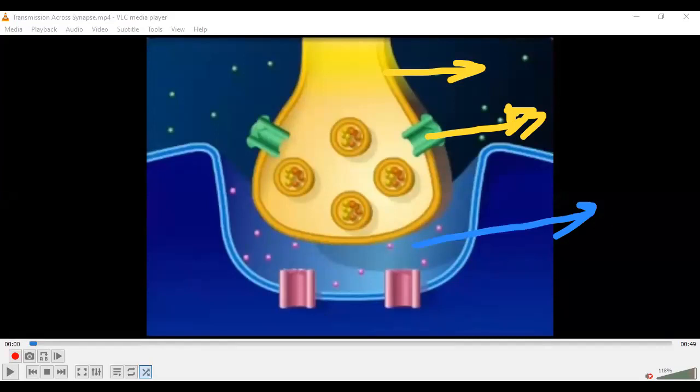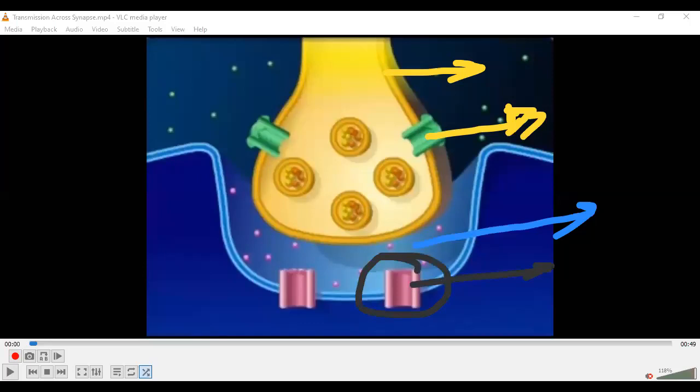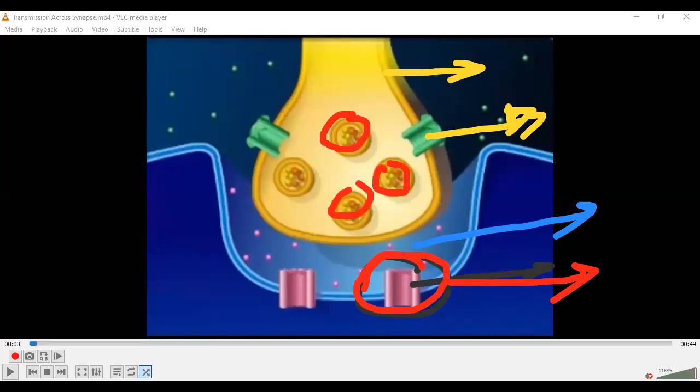Next, we have to discuss these two. These are the postsynaptic membrane. Let me show you this also. These are synaptic vesicles, all of these. So what can be expected in the coming time?